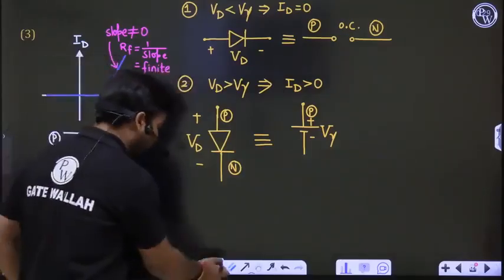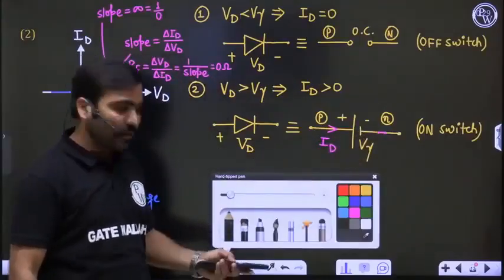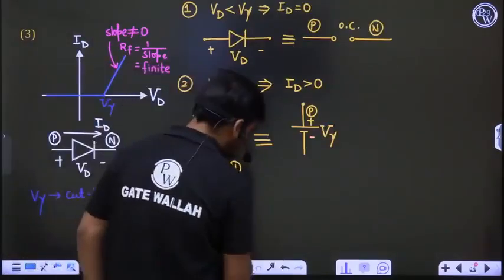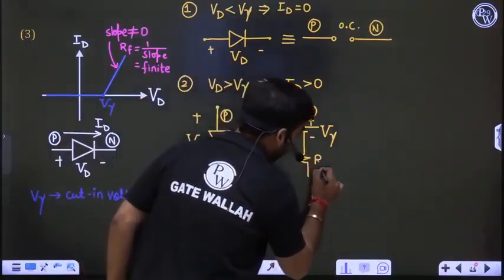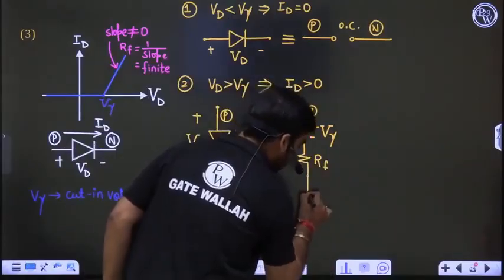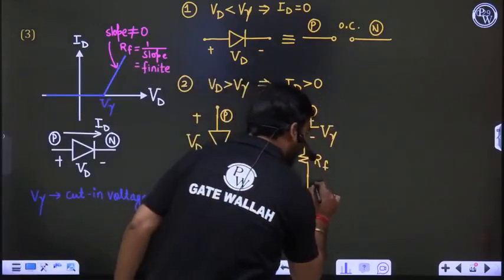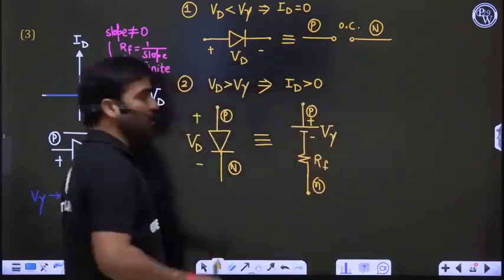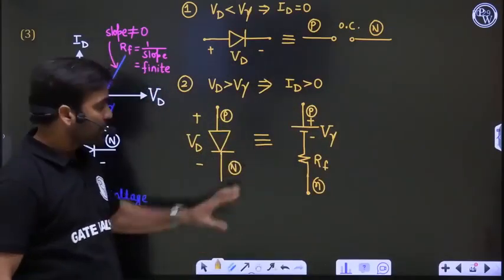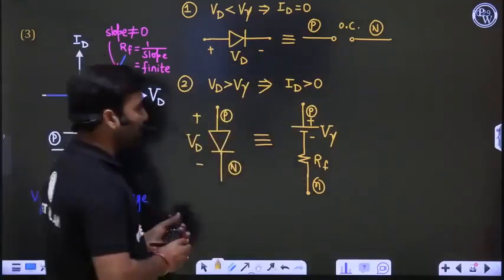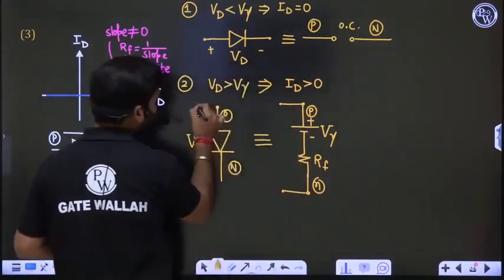Meaning that earlier we had zero resistance. Now that resistance has some finite value. This is your RF. So this is your complete representation of the diode between P and N terminals. This is the internal structure of a diode. A diode can be replaced by a battery in series with a resistor. This is the representation of the diode. I can draw it like that for better understanding.